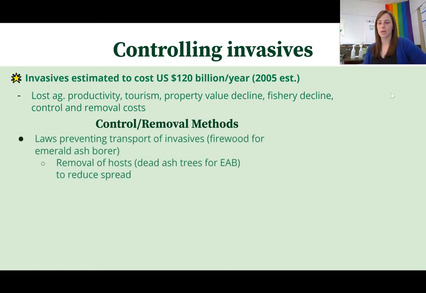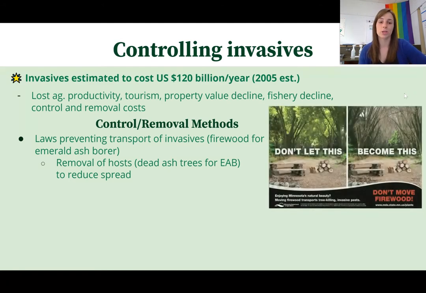So what are some methods that we can use? One method is creating laws to prevent the transport of invasives. So for example, firewood for the emerald ash borer, you can have rules where wood is not allowed to go over state lines or be imported to other countries. You can also remove the hosts. So for example, if these emerald ash borers are in dead ash trees, you can remove them, you can burn them, you can take them out to reduce the spread to others.